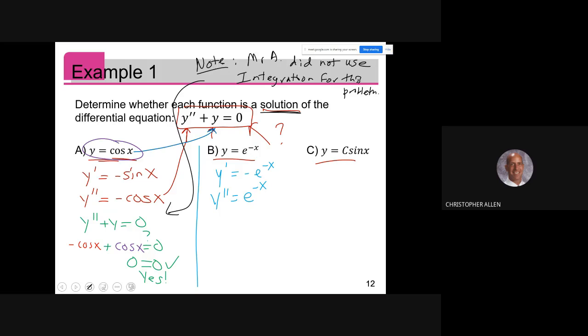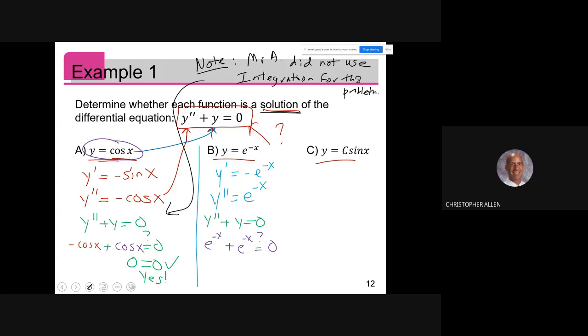Because you'd have a negative times another negative, which makes it positive. Now, let's see how that works in this differential equation. This is what we're trying to check here. So we'll go ahead and do that in, let's do it purple this time. So we got e to the negative x plus e to the negative x. Is that equal to 0?